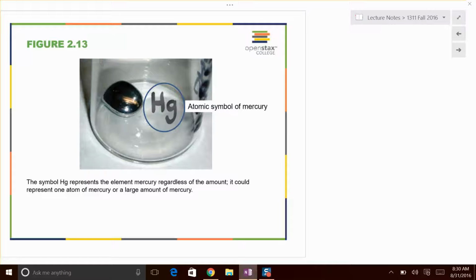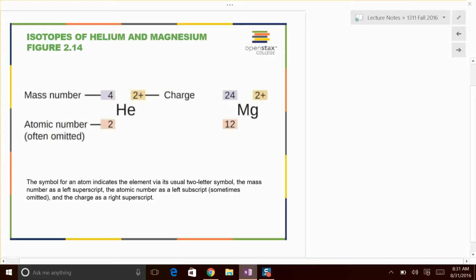Because boron 10.81 does not represent the mass of a single boron atom. It's the average mass of an entire sample of boron. So do we have different boron atoms that weigh different masses? Yes, we do. Okay? And those are called isotopes. Okay, so here, this is how we identify the masses and such of an atom.